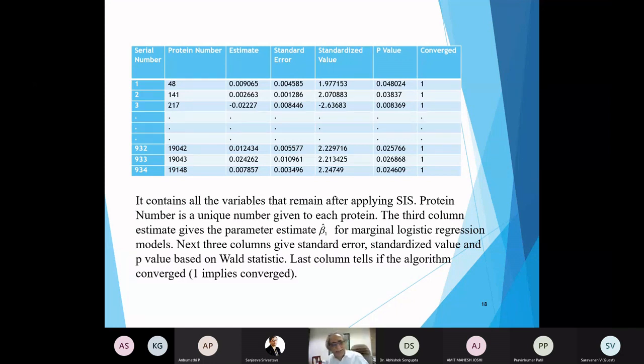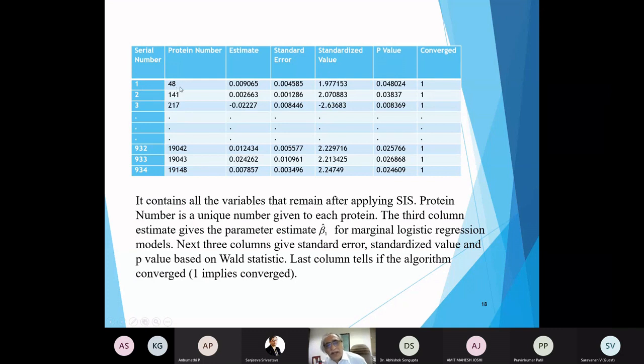So what has happened now? When we employ that, out of 19,200, 934 have been retained, and the remaining ones have been discarded from the analysis. That is the gain by using the sure independence screening method. And these are the numbers of the proteins which have been retained in the analysis, and these are the corresponding estimates, beta.